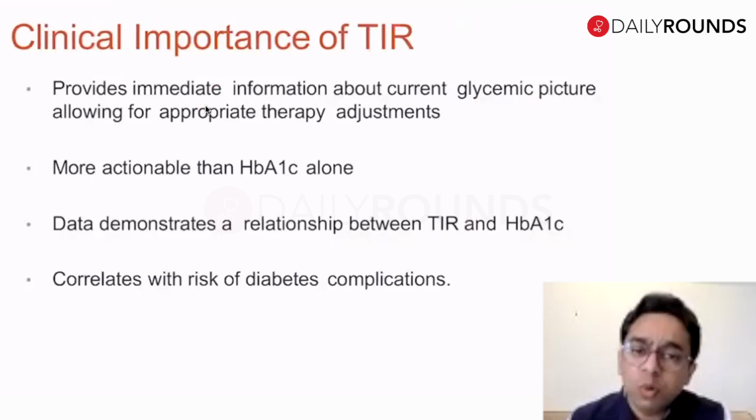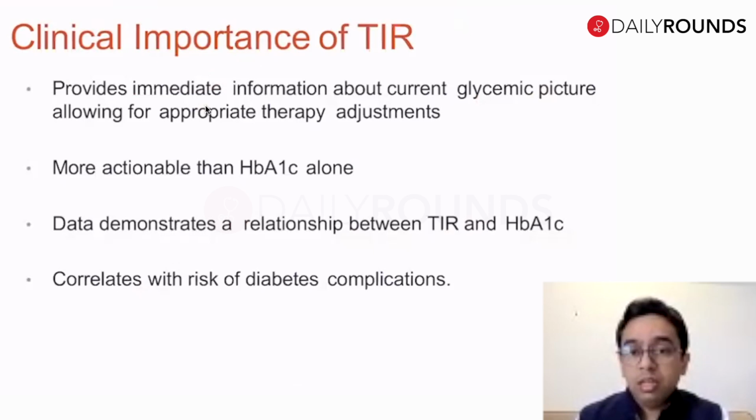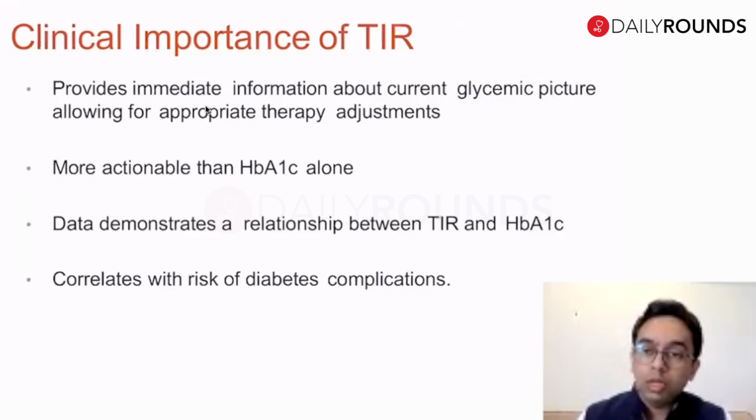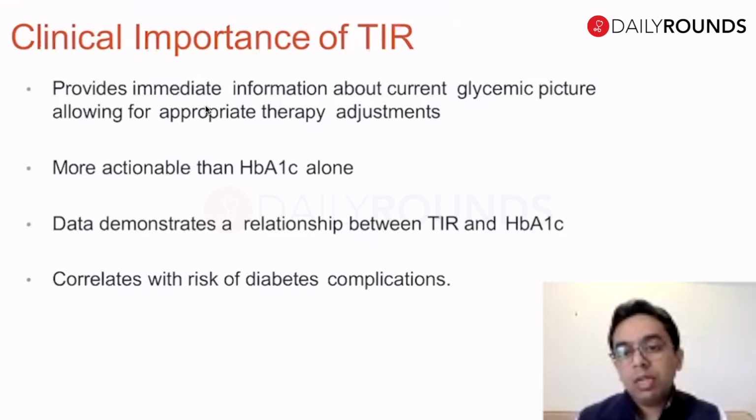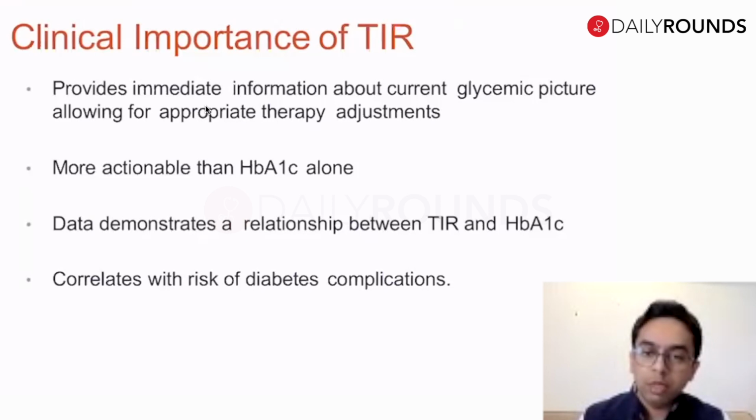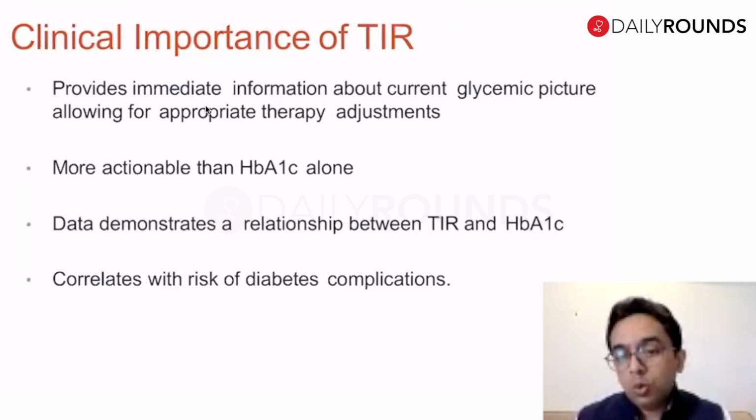Now, what is the clinical importance of TIR? So it provides immediate information about the recent, current blood sugar, and accordingly you can adjust your therapies. HbA1c gives you data over 3 months, and then you have something actionable, that you may increase or decrease. But here, at that point in time, you can change the insulin dose, all those things. Then we have the relation of TIR with HbA1c, and that is how your TIR targets were derived. I'm coming to that.